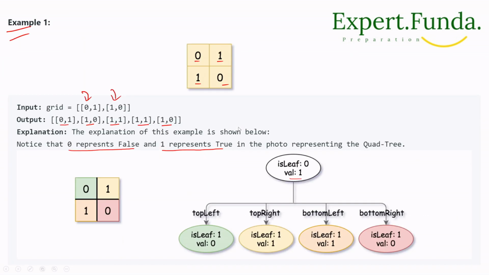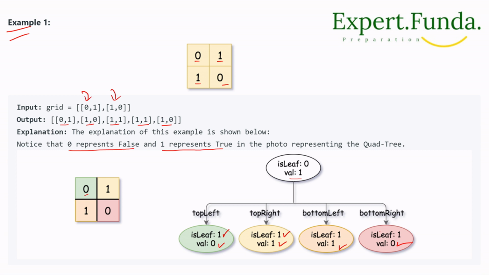For top left, we check whether it is 0 or 1. First we have 0, so isLeaf is 1 and value is 0. Now for top right, we have value 1, so this is a leaf, so we say 1 means true. Again we see the bottom left, that is 1, and bottom right is 0. So we have represented it like this.